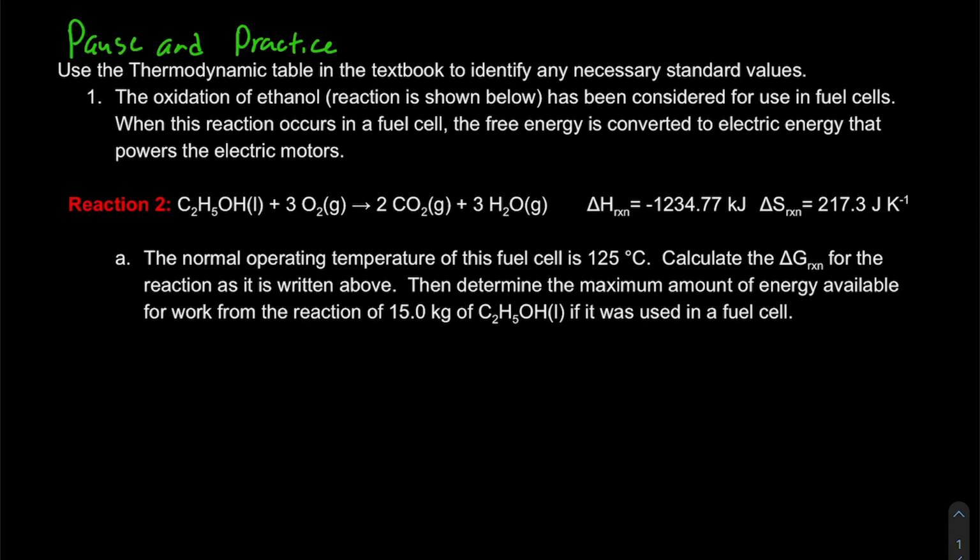So now that we had a chance to look at those ideas, why don't you go ahead and pause and practice here. We have this overall reaction, and we have some information about the change in enthalpy and the change in entropy for this reaction. And we're going to look at 2 possible ways that this reaction can be utilized. This is the oxidation, or combustion, of ethanol. It can be used in a fuel cell, and the fuel cell uses the free energy and converts it to electrical energy, which powers electric motors. Whereas in combustion, the reaction expands.